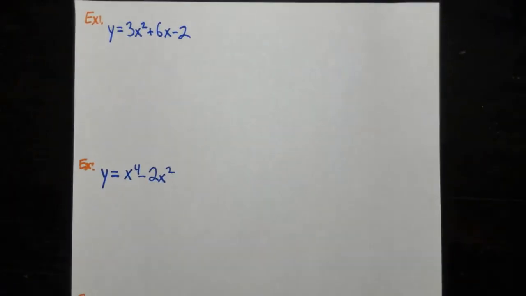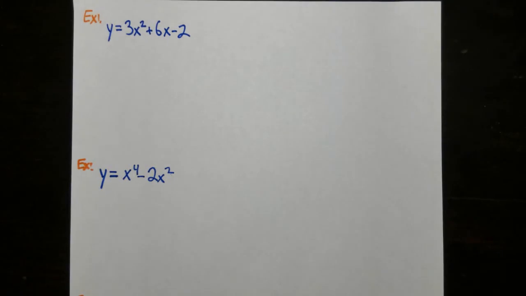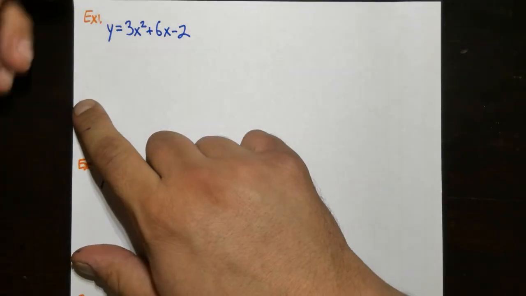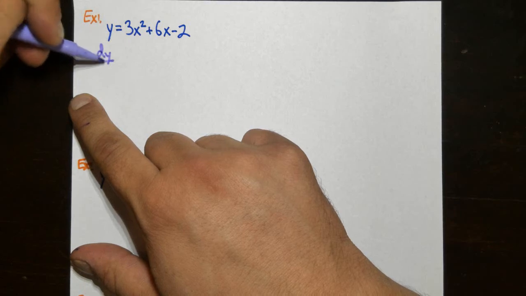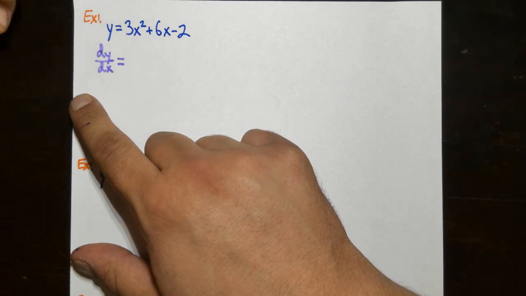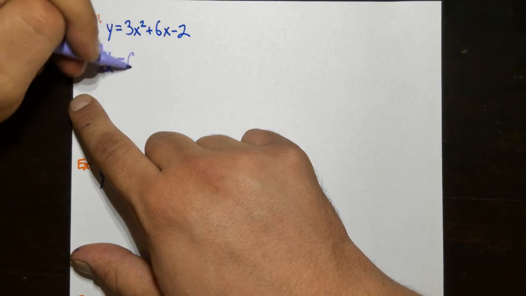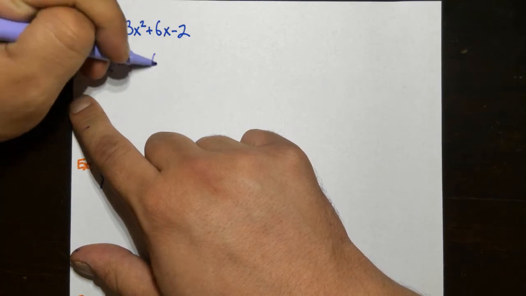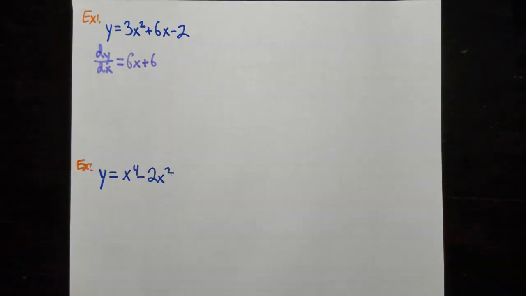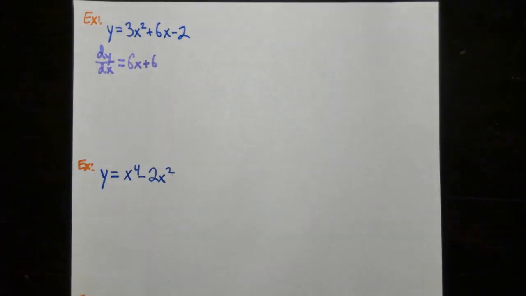So let's start with this example. y equals 3x squared plus 6x minus 2. First, we need to take the derivative of it, right? The derivative tells us about slope. So dy/dx equals 6x plus 6. The x goes away, and the negative 2 goes away. Okay, so we have 6x plus 6.